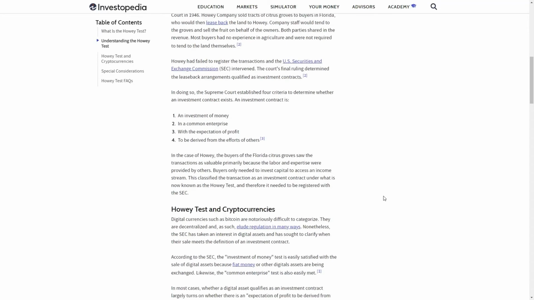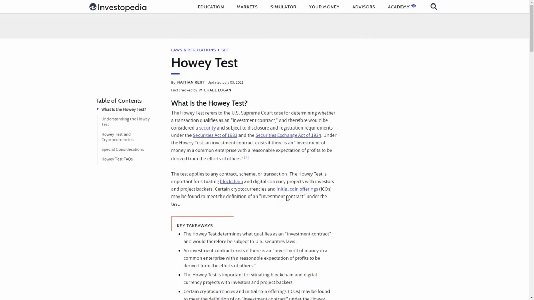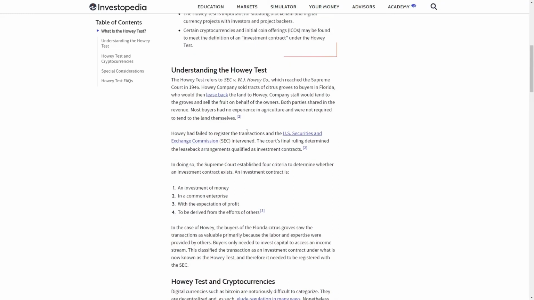So, before we learn the 4 points which constitute what is a security, we're first going to read the basics of what is the Howey Test. Now, the Howey Test refers to the US Supreme Court case for determining whether a transaction qualifies as an investment contract and therefore would be considered a security.